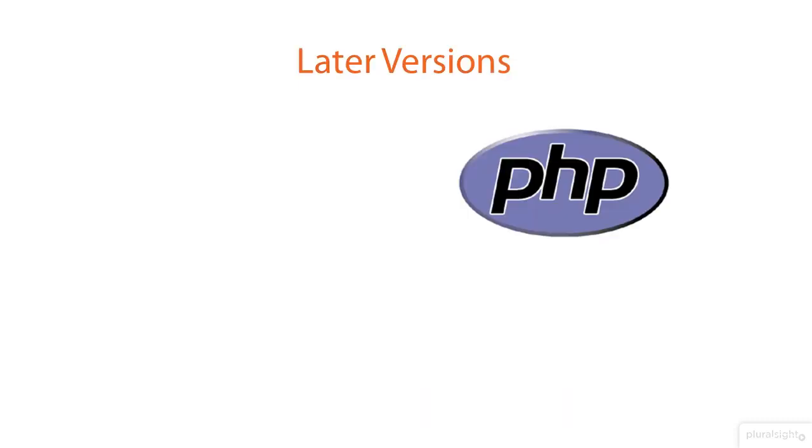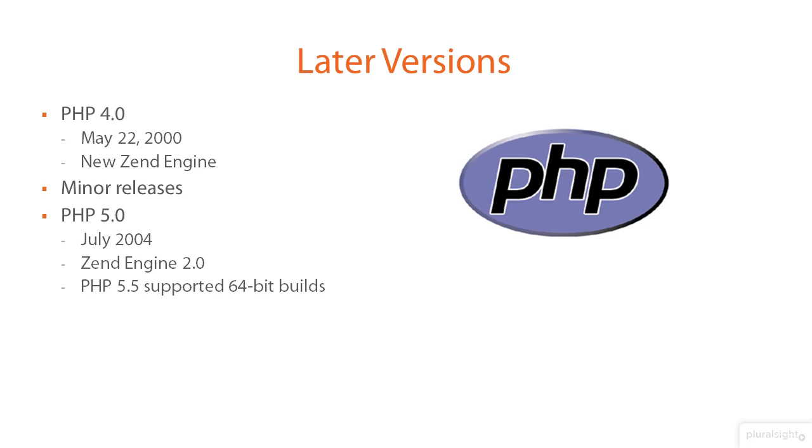In May of 2000, PHP 4 was released. Zeev and Andi rewrote the core engine for PHP, and they renamed it Zend Engine. There were a few minor releases between PHP 4 and PHP 5. PHP 5 was released in July of 2004, and the second version of the Zend engine was also released.